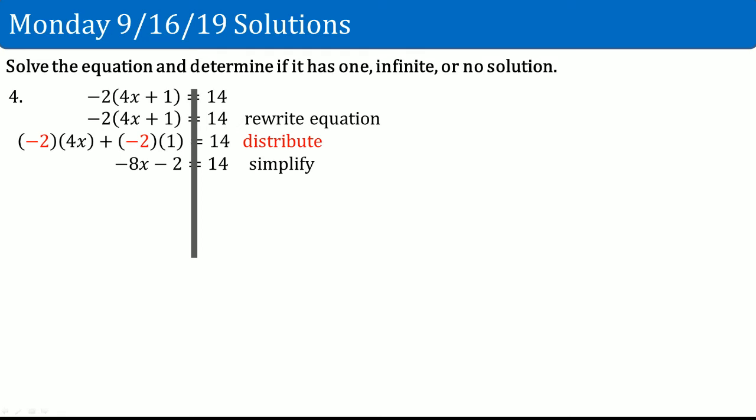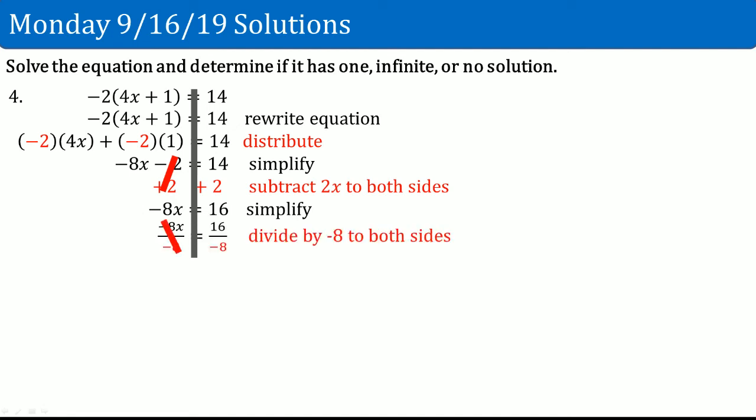Nothing happened to it. Add 2 to both sides. The negative 2 plus 2 on the left-hand side cancels out. 14 plus 2 equals 16 on the right-hand side. We have a negative 8 in front of the x, which is by multiplication. So we're going to divide. And in that process, negative 8 divided by negative 8 cancels out, getting you an x on the left-hand side. On my right-hand side, 16 divided by negative 8 just becomes negative 2.